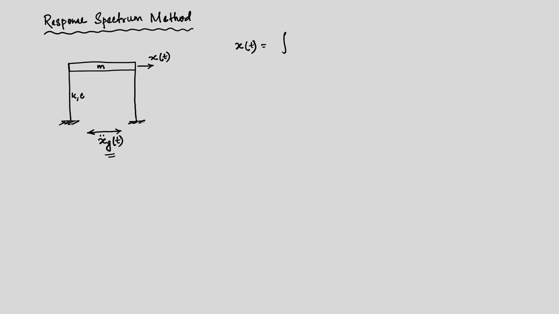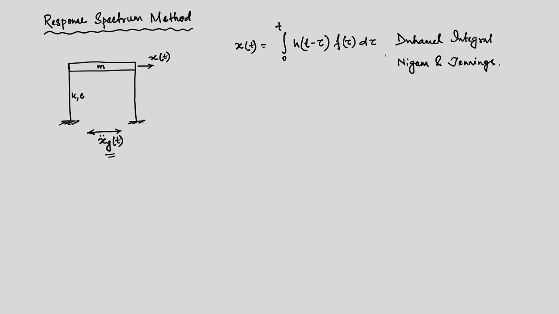Obviously, in one way, x of t will be the integral from 0 to t of h of t minus tau, f of tau d tau, right? And this is what we call Duhamel integral. We can also solve the same problem using, say, the Nigam and Jennings technique. We will actually use this technique today to solve the problem.